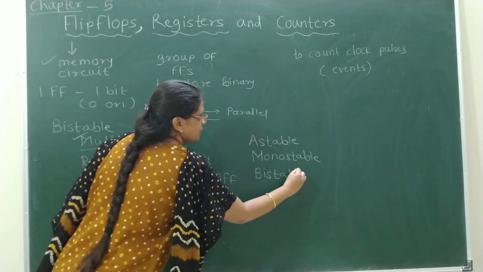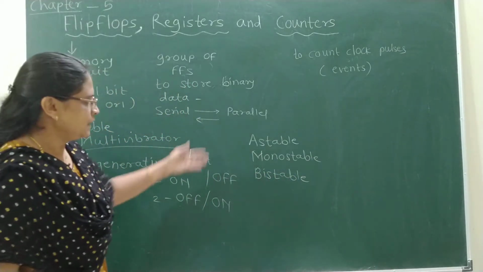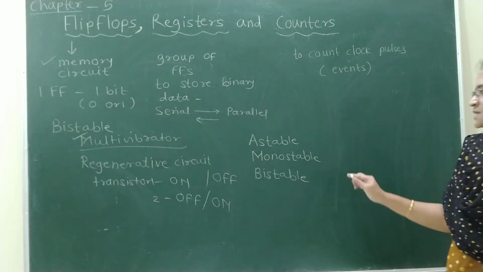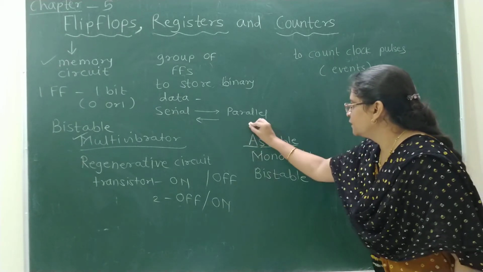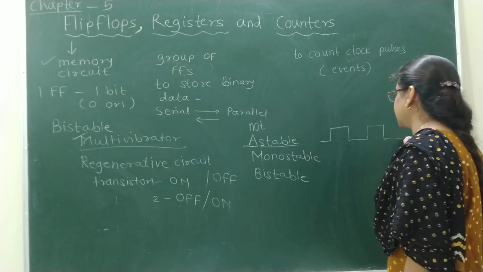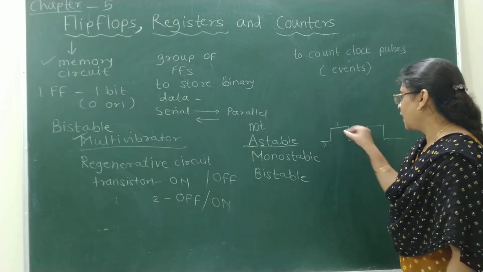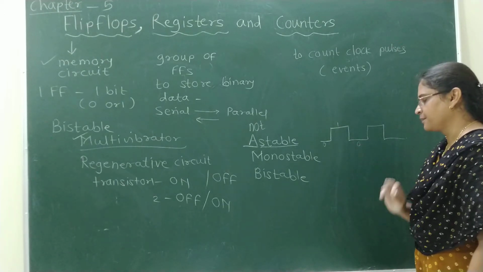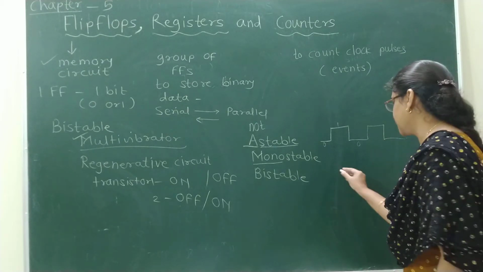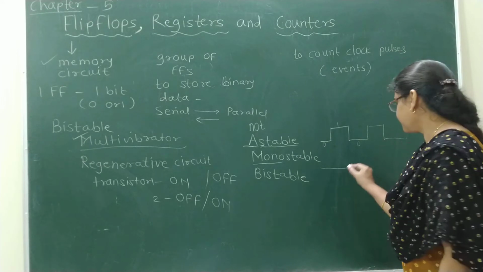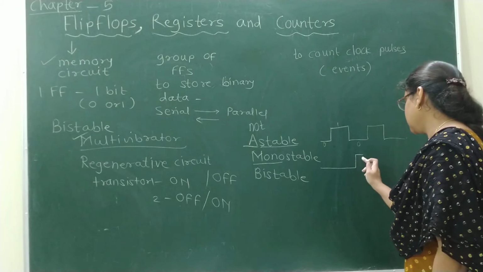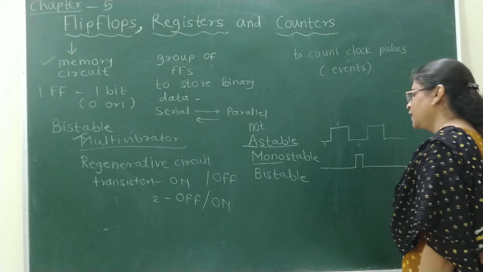So what are astable, monostable and bistable multivibrators? First, the astable multivibrator. It means its output is not stable; its output always keeps oscillating, from the low state to the high state and back to the low state. Whereas in a monostable, one state is always stable. For example, here it is always the low state. It will go to a quasi state, the unstable state, and again it will return to its stable state.